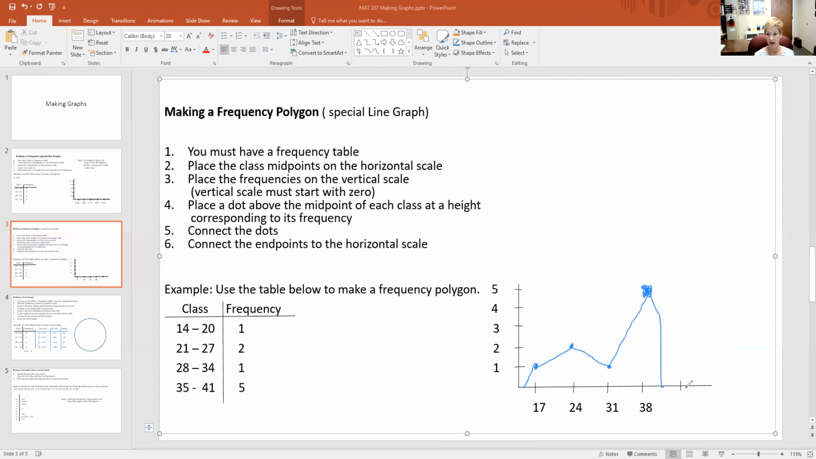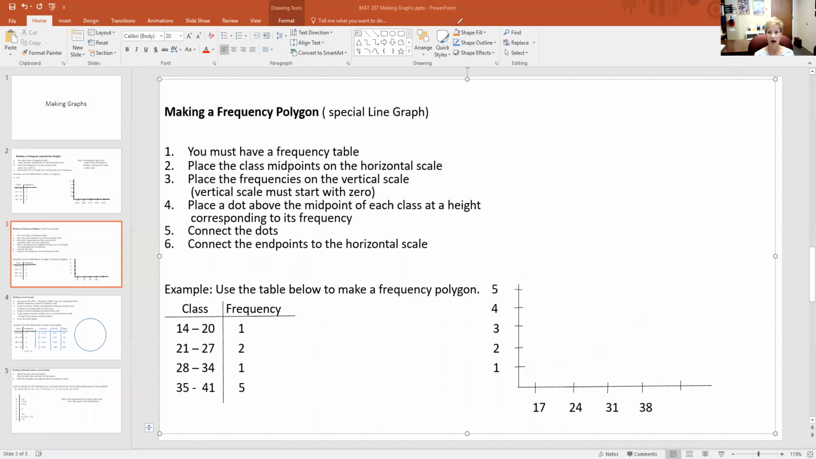So midpoints go here, frequencies go here. Again, notice the vertical scale, that frequency has got to start with 0. And again, you don't have to go up by 1s. You can go up by 2s or 10s or whatever makes sense to you. Put a dot above each midpoint at a height that corresponds to the frequency. Connect the dots, and then make sure that you drop those endpoints down to that horizontal scale. So that's how you do a frequency polygon.